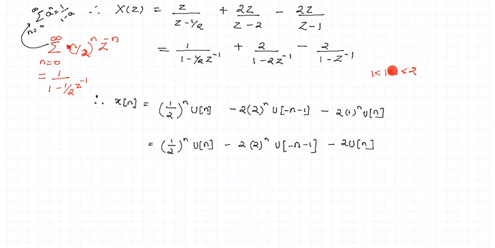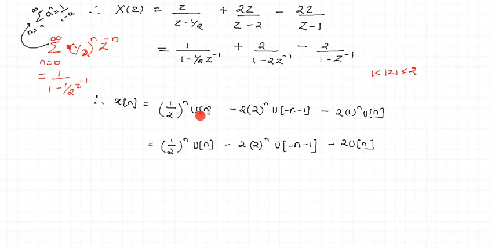My mod of Z is greater than 1, whereas the pole value is half. So mod of Z greater than 1 indicates that the ROC is outside the circle with respect to the pole value 1 by 2. ROC outside the circle indicates that it is a right-handed signal, and therefore to confirm that it is a right-handed signal for this particular part of the Z transform, we attach the representation of u[n].